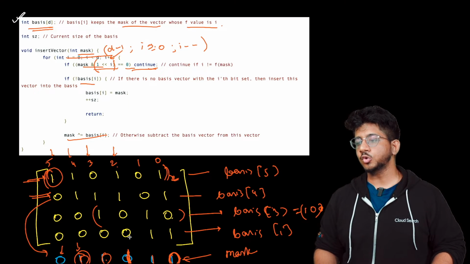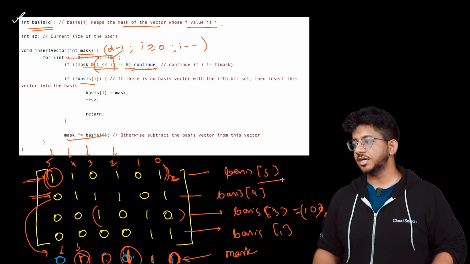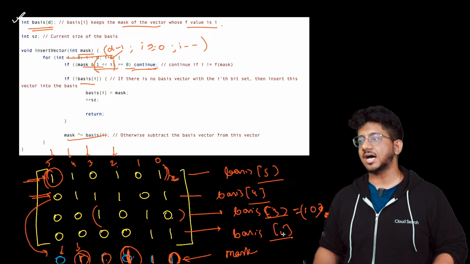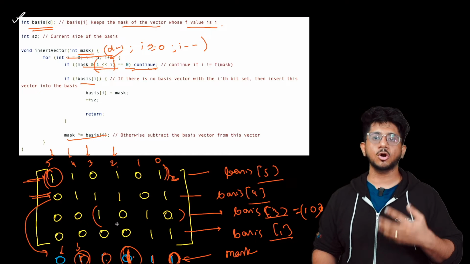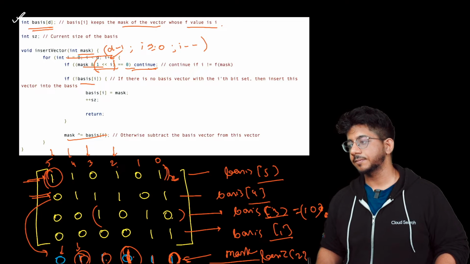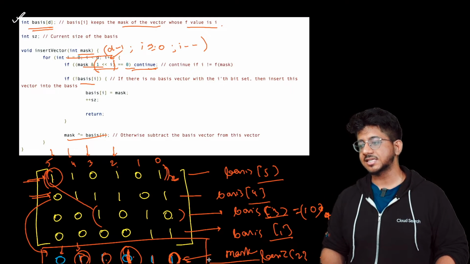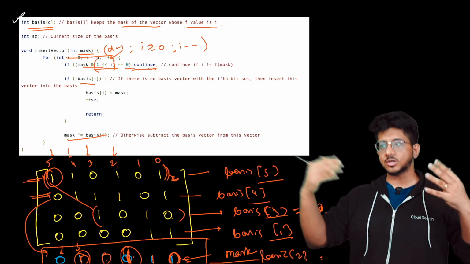You come over here to 2, you see that this bit is 1, but none of the previously stored things are in this. So the basis of 2 has not been stored yet. So save this number in basis of 2. Save this new mask, which is after reducing the previous bits, in basis of 2. That is what we are doing in this code.